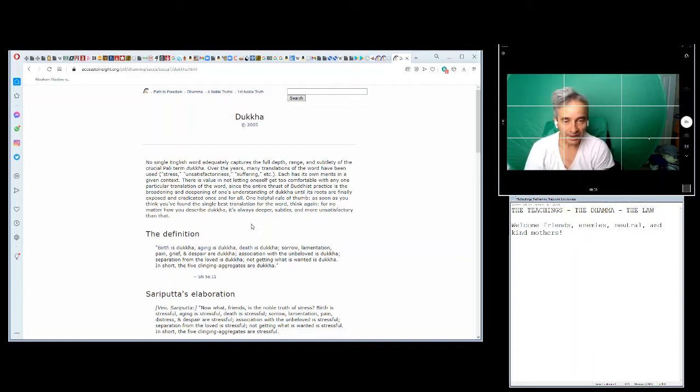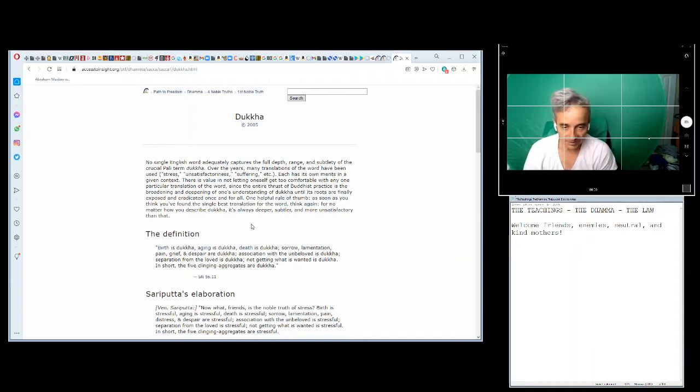One helpful rule of thumb: as soon as you think you've found the single best translation for the word, think again, for no matter how you describe dukkha, it's always deeper, subtler, and more unsatisfactory than that.